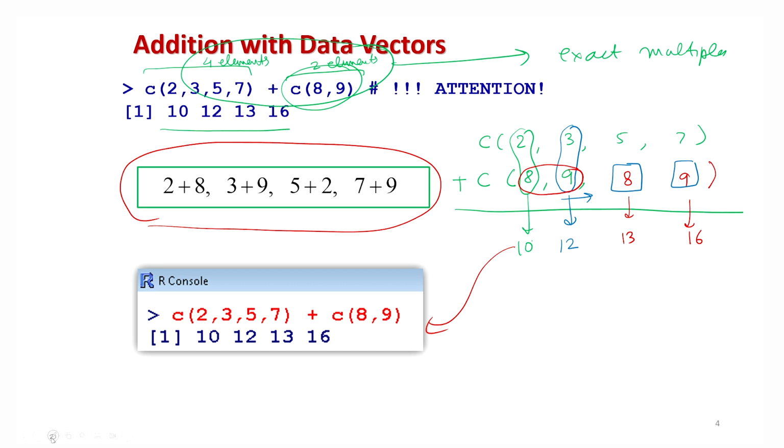So first of all, if I try to explain here, this C89 comes here and it tries to operate over 2 and 3, then C89 comes here and it tries to operate over 5 and 7. So this is how R works with the data vectors.